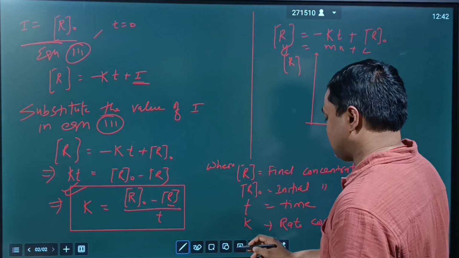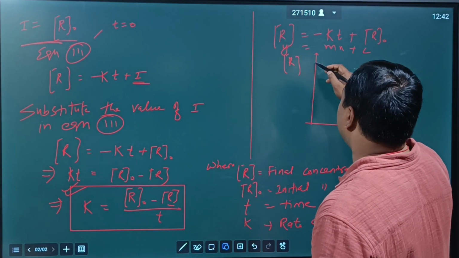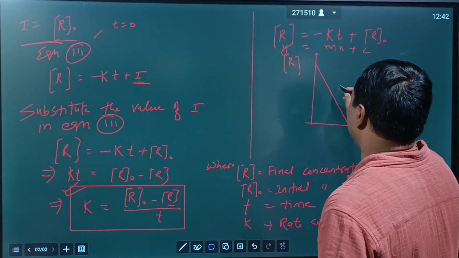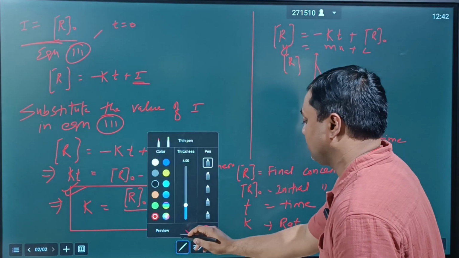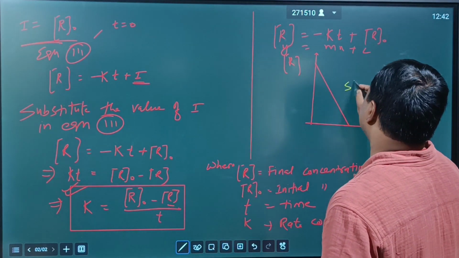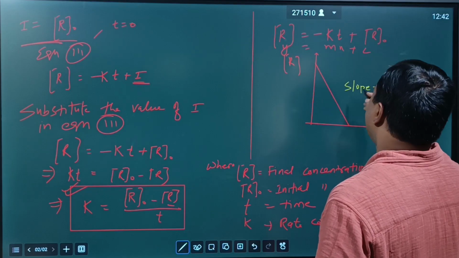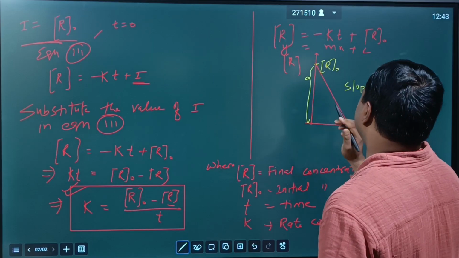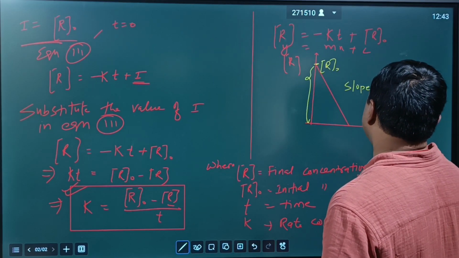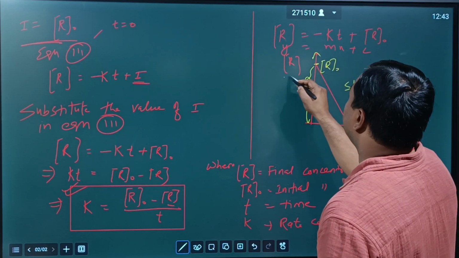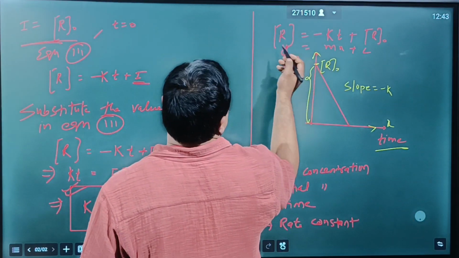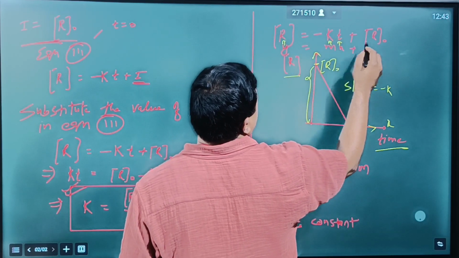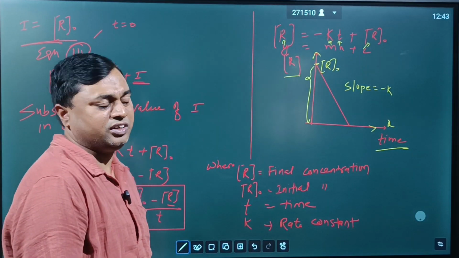You can see slope is minus k, so the graph will go like this. This is the graph. Here this is the slope, slope is nothing but minus k, and this is the intercept, R naught. This axis, the x axis, is time, and the y axis is concentration. So we can compare with the straight line equation y is equal to mx plus c. m is minus k, x is t, c is the intercept. This is the graph, you must remember.